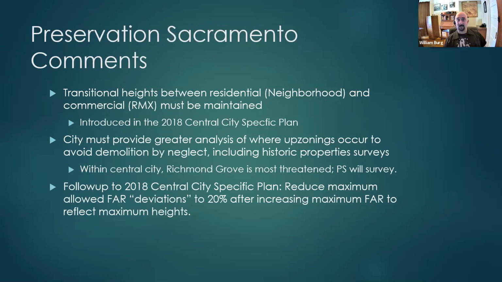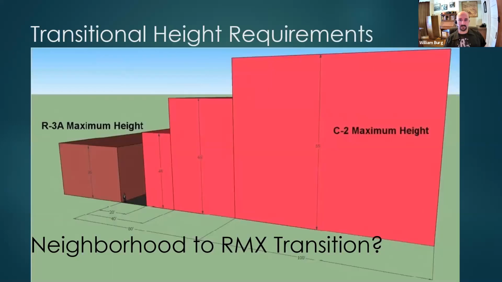The city must provide a closer look at where upzonings occur, like I just said, and then a follow-up to the 2018 Central City Specific Plan, which they proposed initially reducing the maximum allowed floor area ratio increase deviations. Essentially, an applicant could say, I want more than the city says I can have, and the city could say yes or no, and they want to limit it. They wanted to limit it to 20%, and they said they wanted to look at that going forward in the new general plan, which is what's before us today.